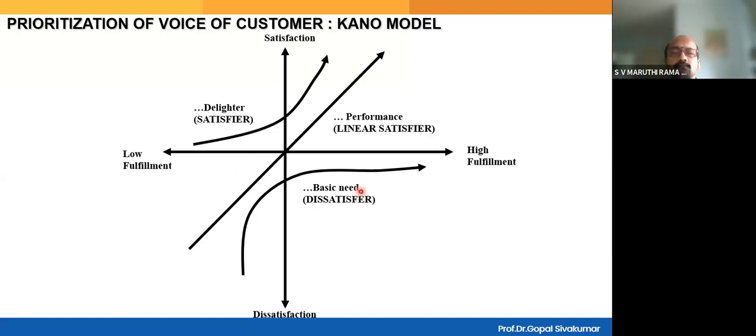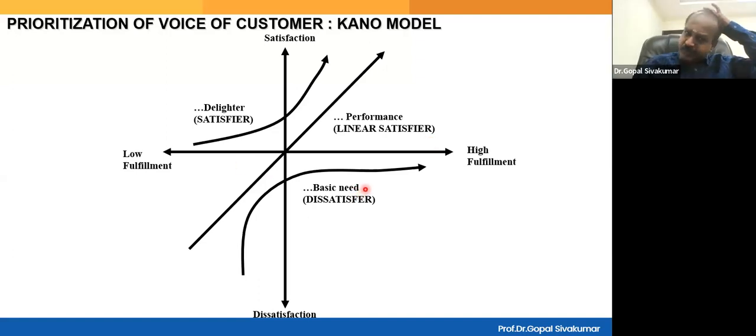The must-be are also known as basic needs. They're also called dissatisfiers. That means they never act as satisfiers. For example, in your house, you have a building. That building has a foundation. Have you ever considered the foundation of your building as a factor of satisfaction? No.